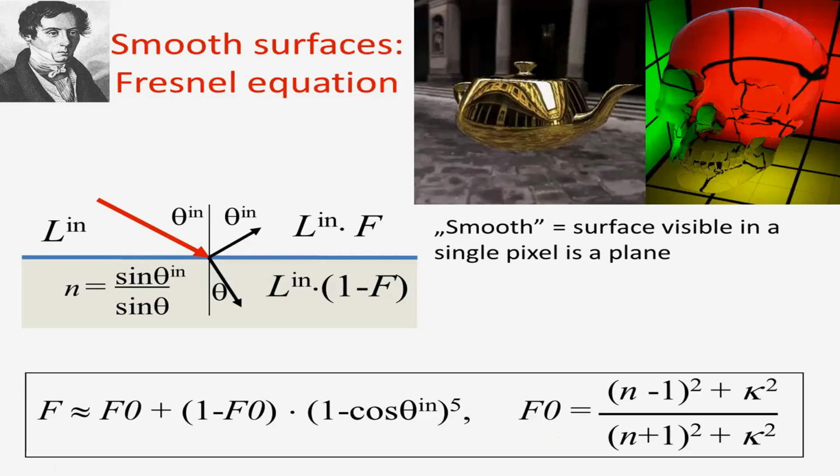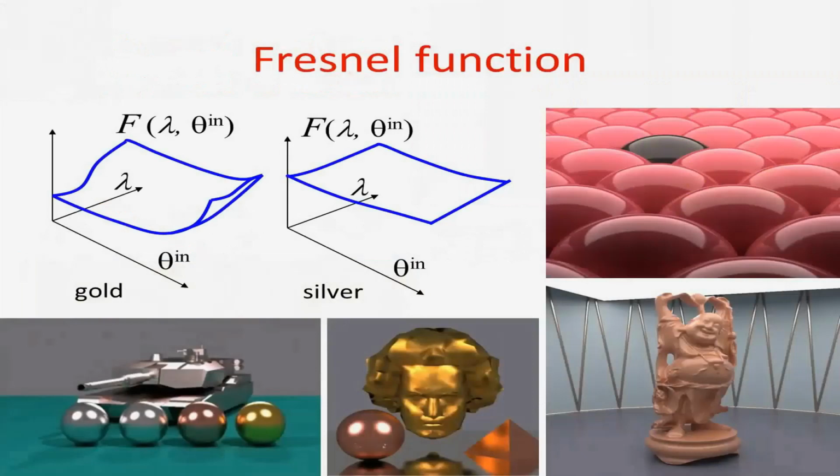However, when the direction is not perpendicular, F gets larger because of this term, and glass becomes a mirror at grazing angles. The Fresnel function depends on the wavelengths and also on the incident angle. When we see an object, we can observe surfaces of many different orientations, so we perceive the Fresnel function as a whole. This is why we can distinguish gold from copper, although both of them are yellow.